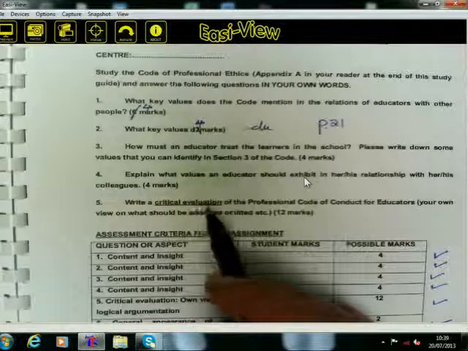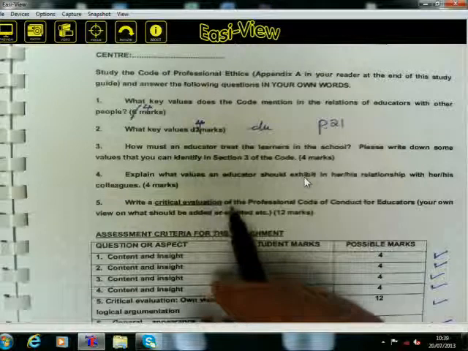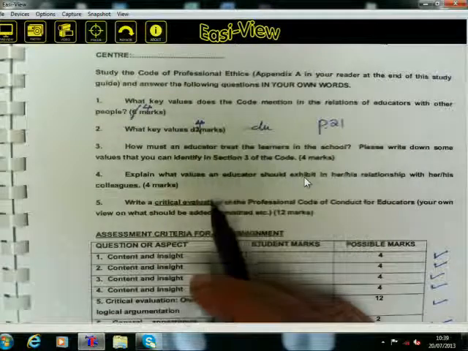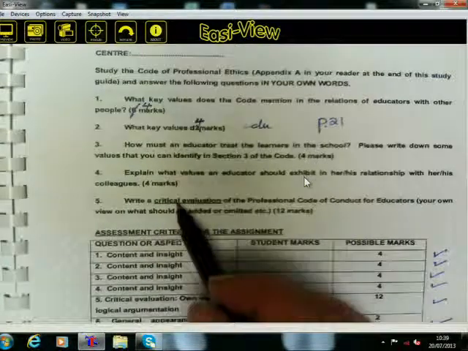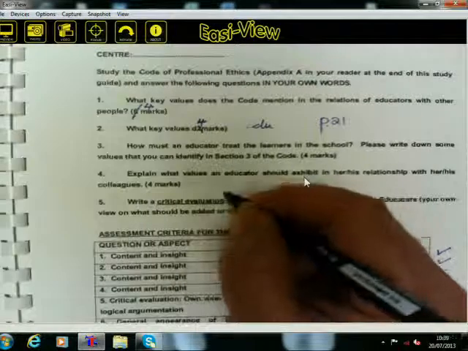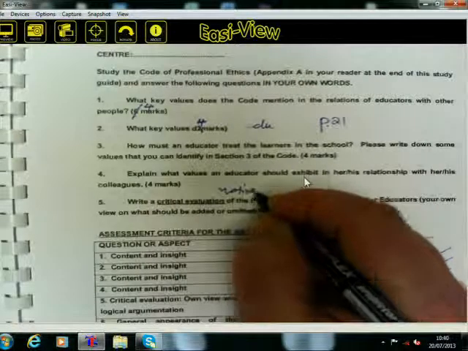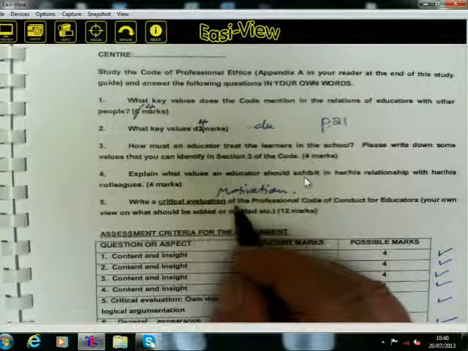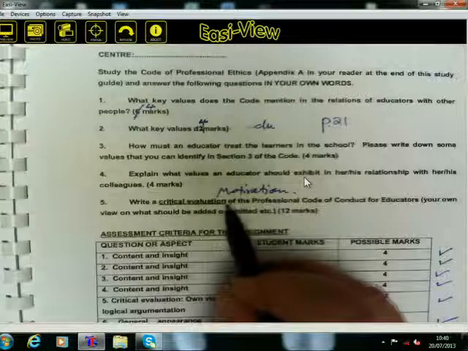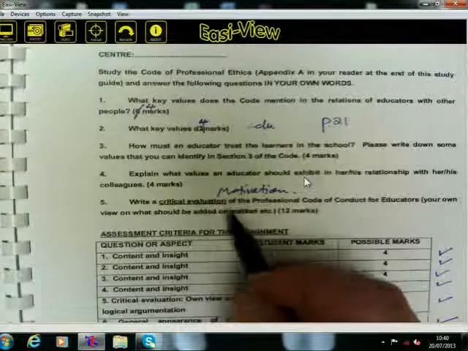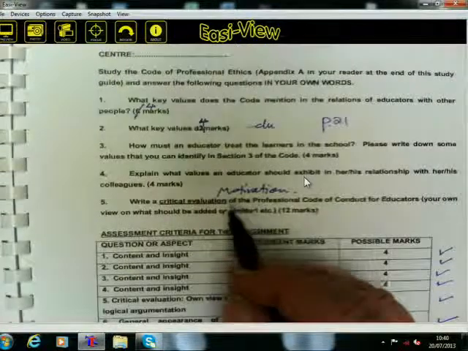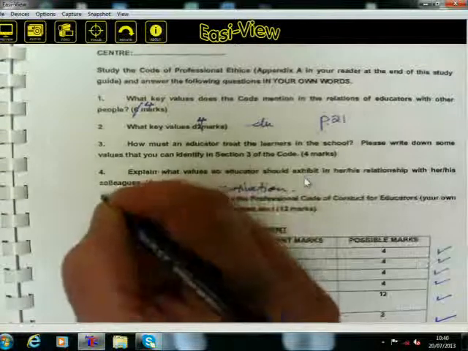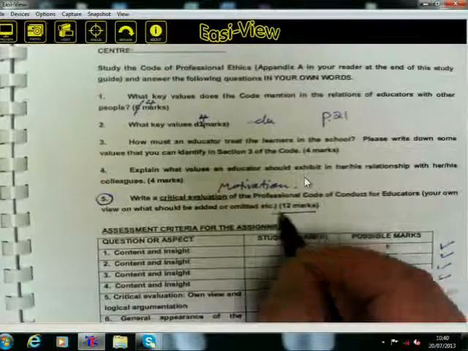Now, explain to them that if you critically evaluate something, you don't just say you don't agree with it. If you don't agree with one of the items in the code of conduct, you have to say why. So a critical evaluation always goes together with the motivation. And the wonderful thing about this is that there are no right or wrong answers. If somebody doesn't agree with the relationship that educators have to have with the Department of Education, they are allowed to say they don't agree, but they have to say why. So actually, they can accumulate a lot of marks of the 12 here.